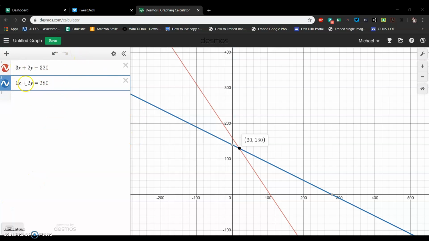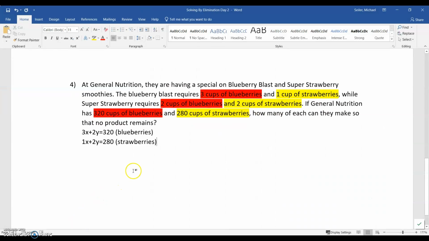So now fixed in Desmos, I've got my 3x plus 2y equals my new total of 320. My 1x plus 2y equals my new total of 280. I've got an intersection at 20, 130. So my solution was 20, 130. So they made 20 Blueberry Blast and 130 Super Strawberry.